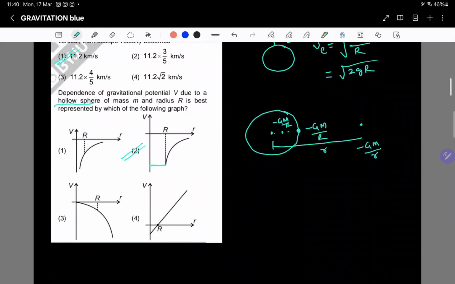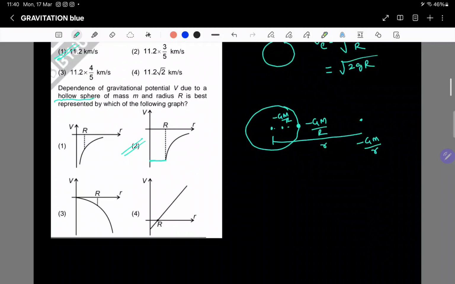Okay students, very important, don't confuse potential and intensity of gravitational field. Gravitational field intensity inside is 0, students. Okay, but the potential here is constant, don't confuse.